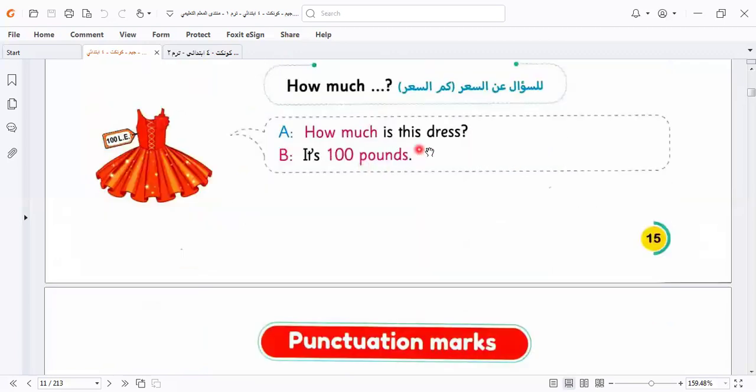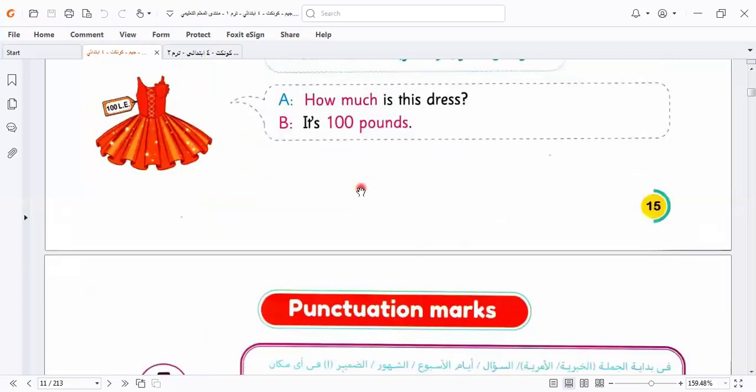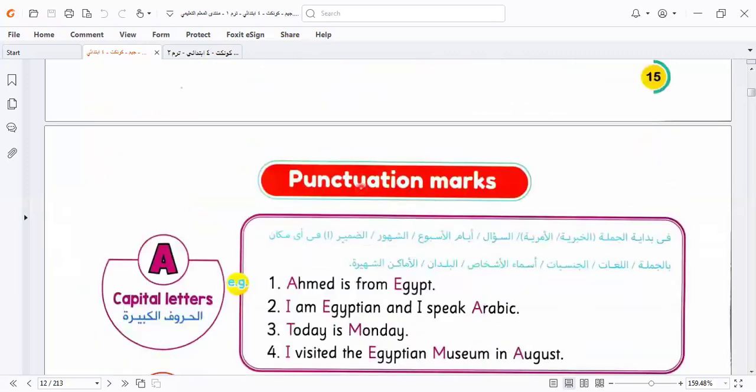How much is this dress? It's 100 pounds. I think there aren't any dresses at this price because the price has been raised.